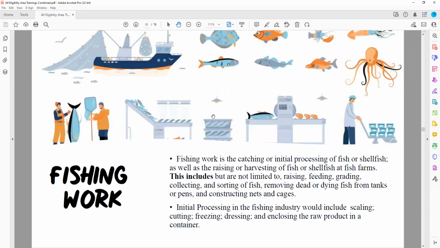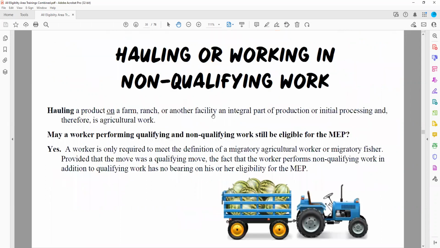Moving on to fishing, fishing work is any sort of catching or initial processing of fish or shellfish. It could include raising, feeding, grading, collecting, and sorting fish, removing dead or dying fish from tanks, pens, or constructing nets and cages. So anything related to that fishing work. Also in the processing side, the scaling, cutting, freezing, dressing, and enclosing that raw product in a container.